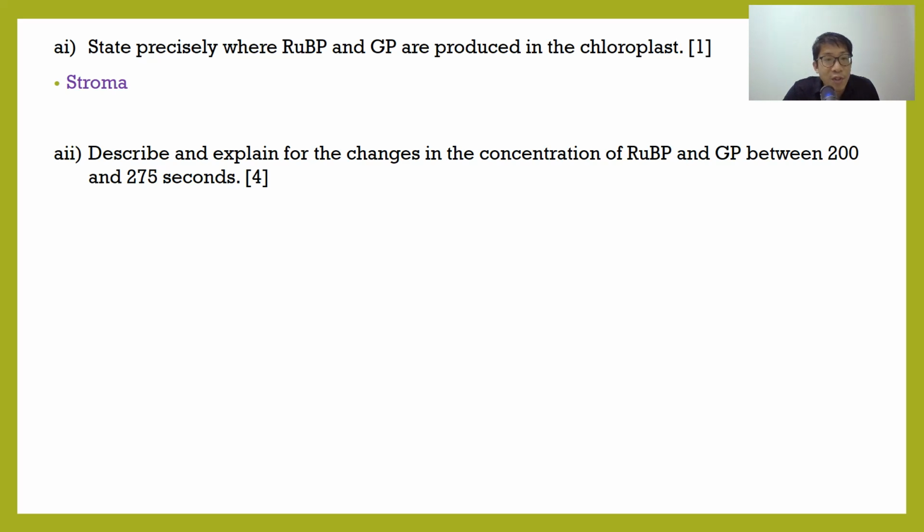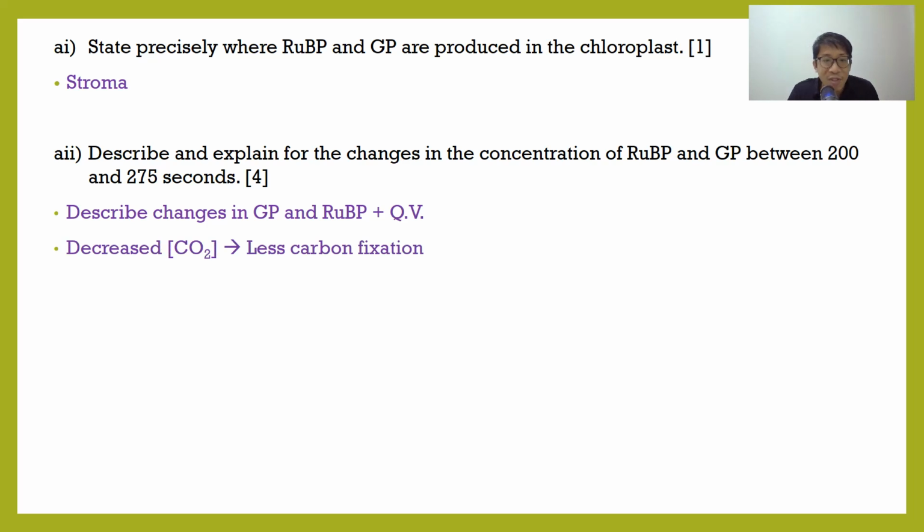So for the 4 marks, the first point, go to the description. Of course, you must quote figures, quote values. So you do the description of the changes for both RuBP and GP. After that, I give the main theoretical basis for the changes. So in this case, it's due to the decrease in the carbon dioxide concentration, so that affects the carbon fixation in the Calvin cycle.